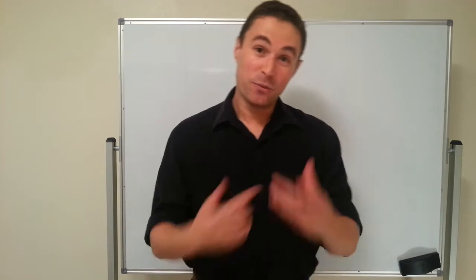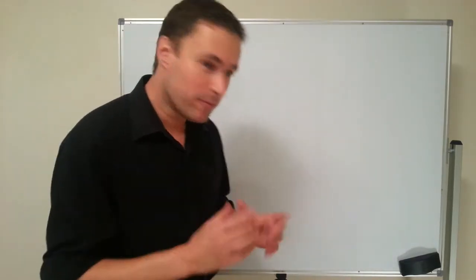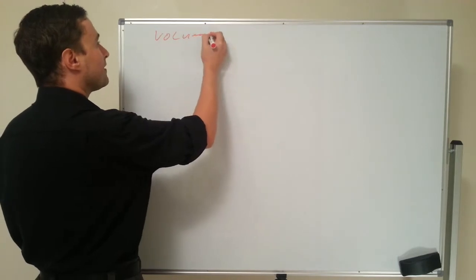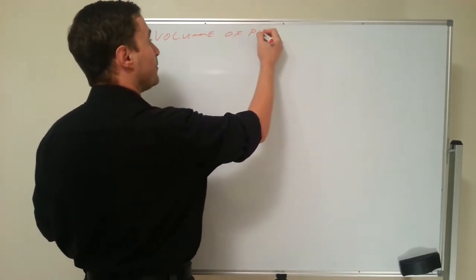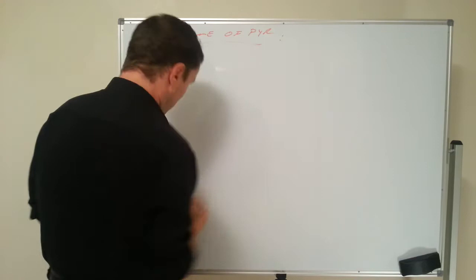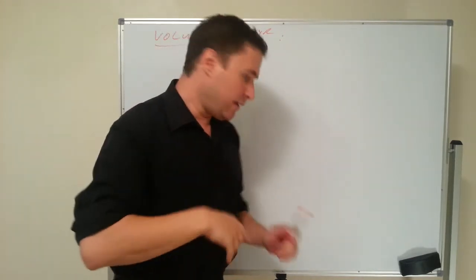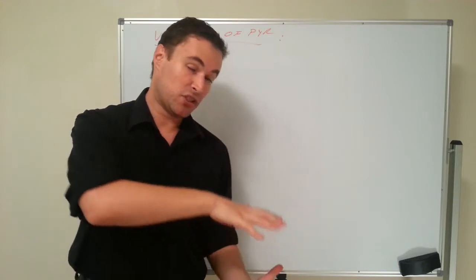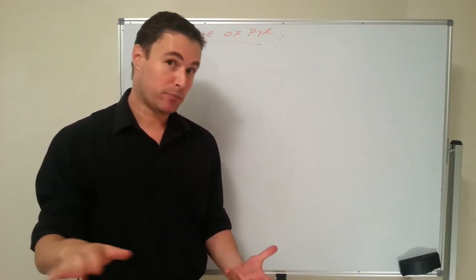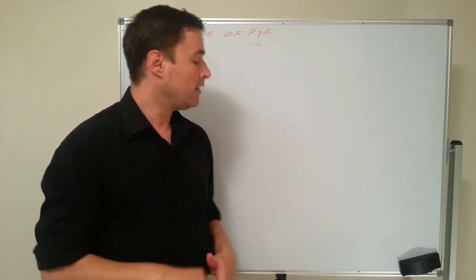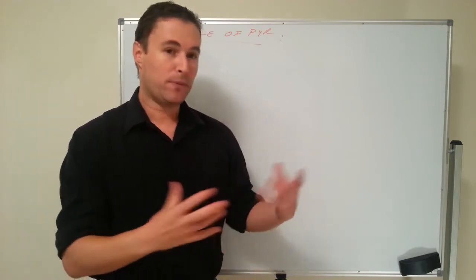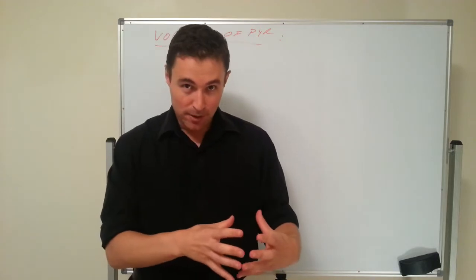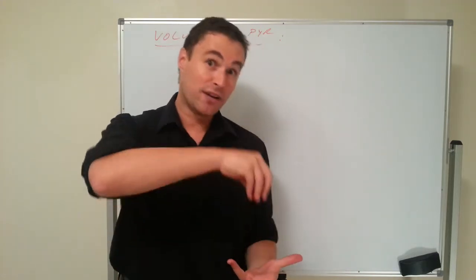Welcome to today's lesson, and what we're looking at today is the volume of pyramids. If you've seen the volume of prisms, a prism is the same shape the whole way through. If you took a cross section of a prism, you'd always get the same shape. Whereas a pyramid has a different shape at the bottom, and then it comes to an apex at the top.